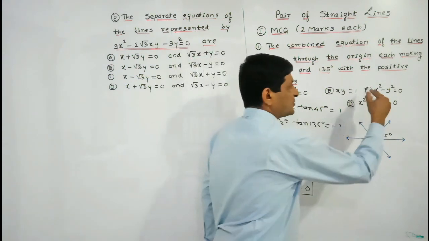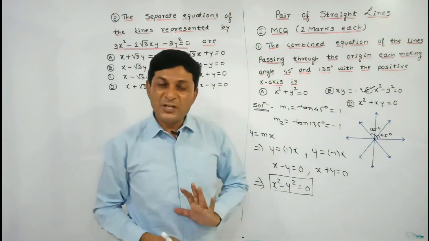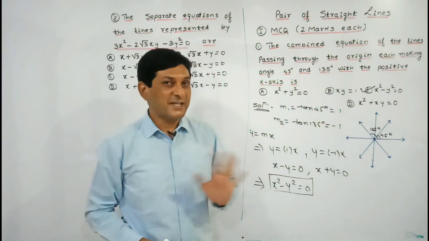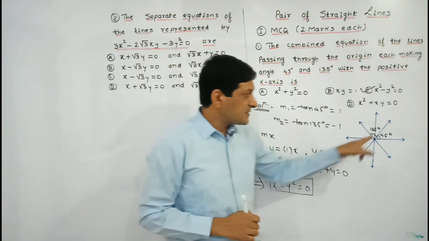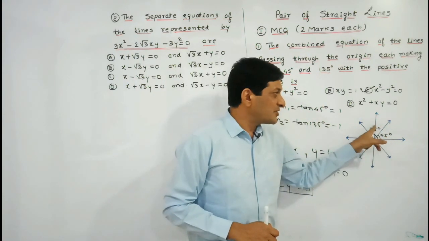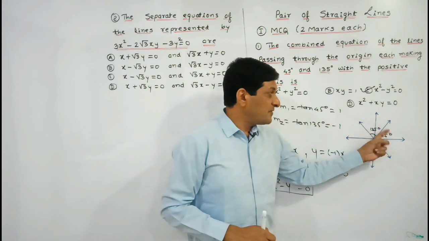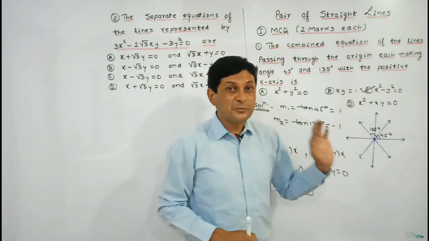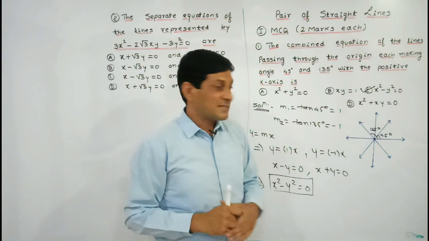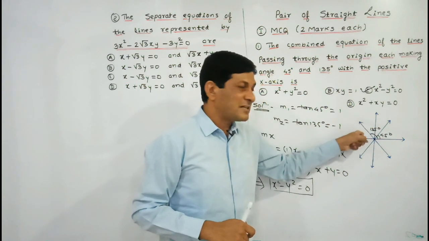So x square minus y square equals 0 is the required combined equation of lines passing through the origin, making an angle of 45 degree and 135 degree with the positive direction of x-axis. Again remember that if this line makes an angle of 45 degree, it bisects the angle between the coordinate axes. What is the angle in the first quadrant? 90 degree. If this angle is 45, the second part is also 45, so this line is the bisector of the angle between x-axis and y-axis, and this line also bisects the angle between x-axis and y-axis, because both these parts are 45 degree.